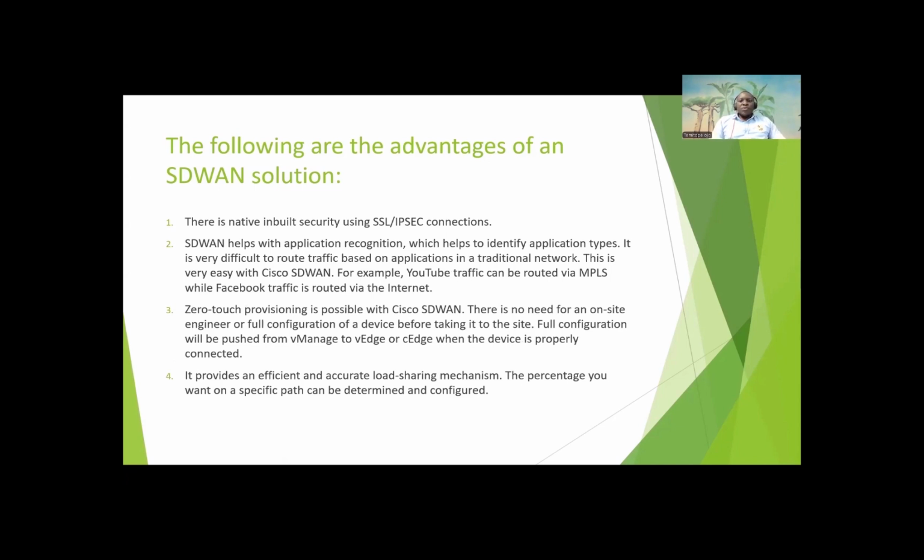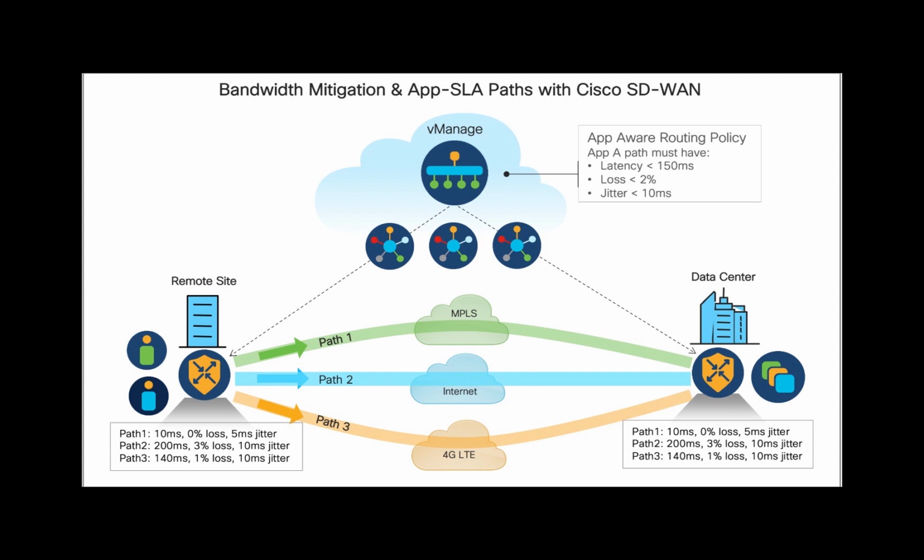And one of the reasons why you want to use SD-WAN is that it helps with application recognition. When it comes to application recognition, it helps you to identify application types, and you can actually specify which routes you want to use. For instance, you are using two different service providers. One is internet and the other one is MPLS. You can actually specify that, okay, on the MPLS, you want YouTube, and on the internet section, you want Facebook traffic to go through it.